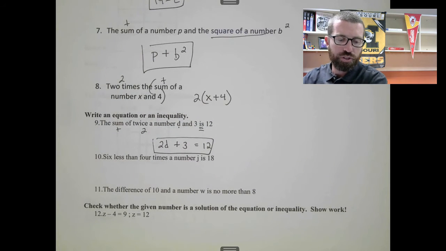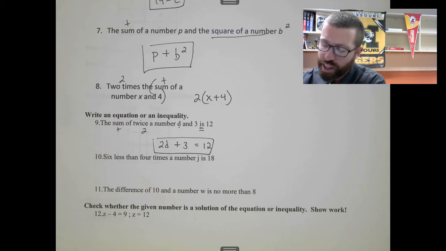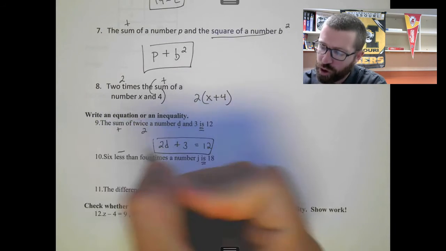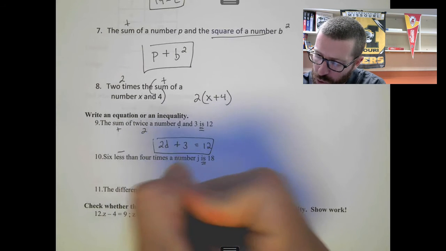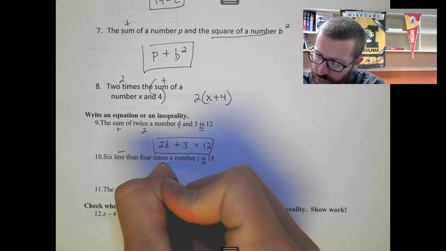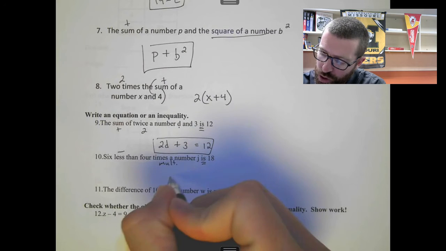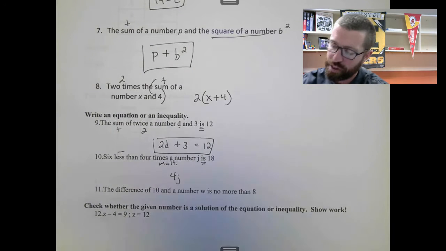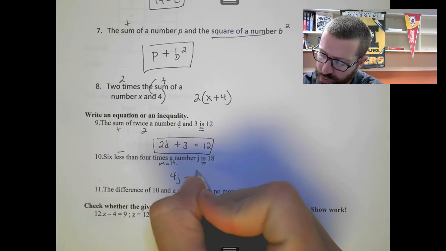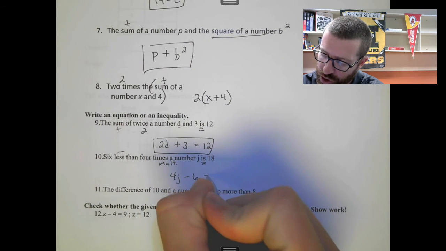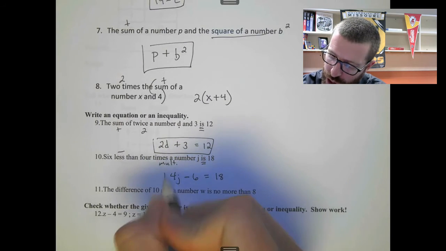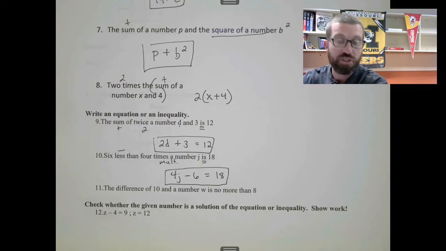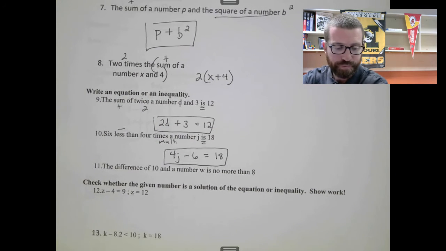Next one is 6 less than 4 times the number j is 18. So "is" is equal, "less" is subtract, and then 4 times would be multiply. So we have 4j, and then we want 6 less, so you subtract after that. So 6 less than that, you subtract 6 and get 18. Subtraction is tricky with the order a lot of times, so you might pause and think about that for a little while. Look at it again.